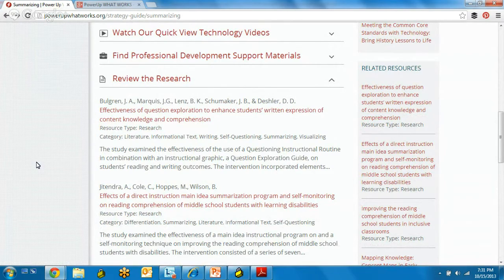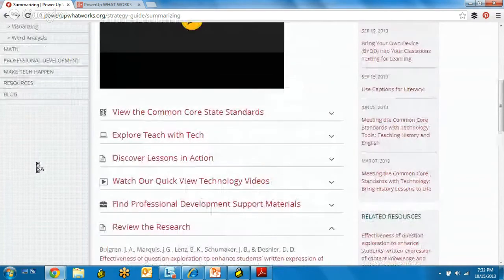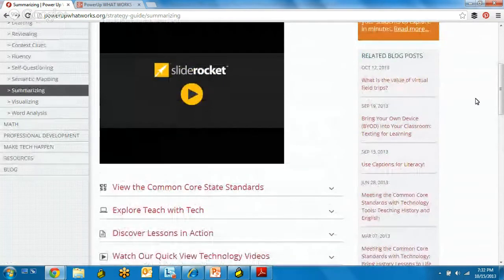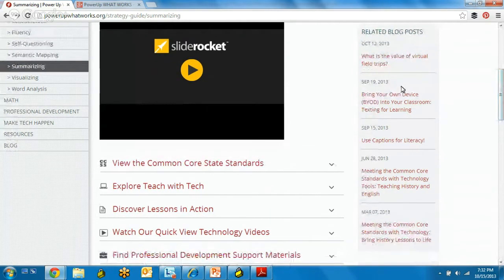So if you scroll up just again, Elise, I want to take a closer look at all of the rich resources that we have going down the right column. So I just want to point out all the related pieces of information in addition to those core elements of an instructional strategy guide. We have related blog posts, which are updated frequently. So whenever you come back to PowerUp, you're sure to find something new. They are very concrete. They give good ideas.